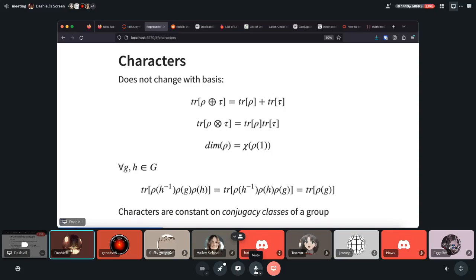Does that all make sense of why this would be useful? And then finally, the dimension of your representation is always going to be the character, the trace of the identity, and that's just because it's going to be ones along the diagonal, and so you get one per dimension. That all kind of makes sense.